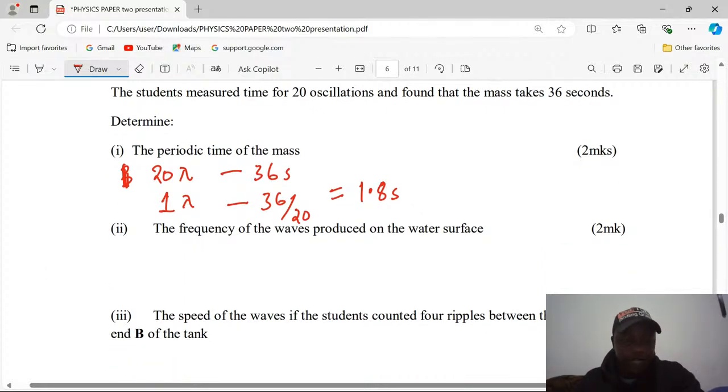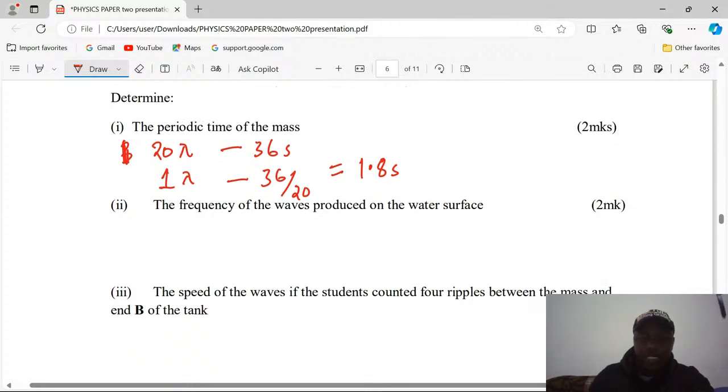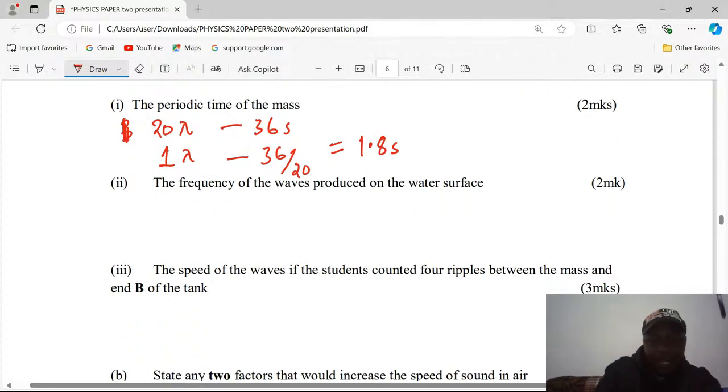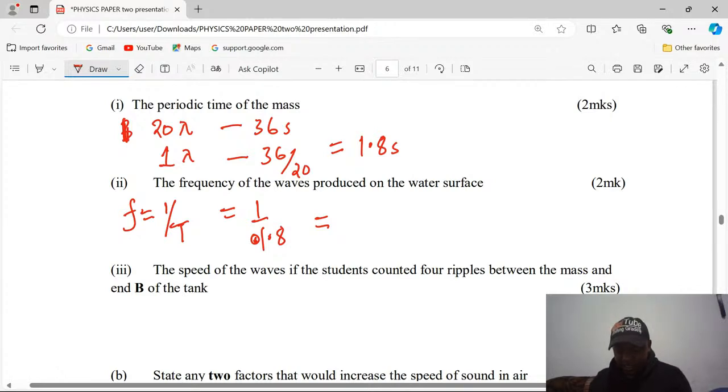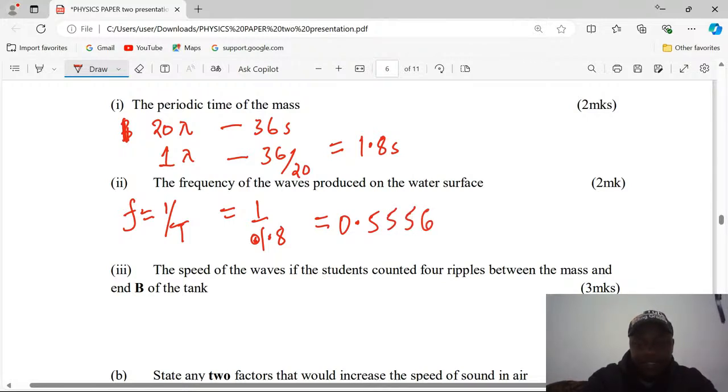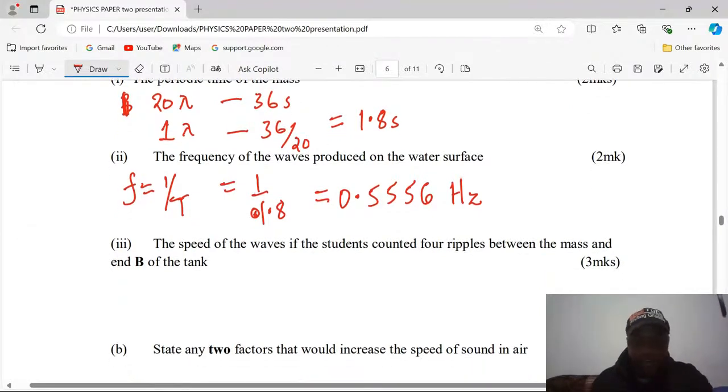Number 2, the frequency of the waves produced on the water surface. It's good for you to know that frequency is the reciprocal of periodic time T. So the reciprocal of 1.8 is going to be 0.5556, and this is in hertz, the SI unit of frequency.